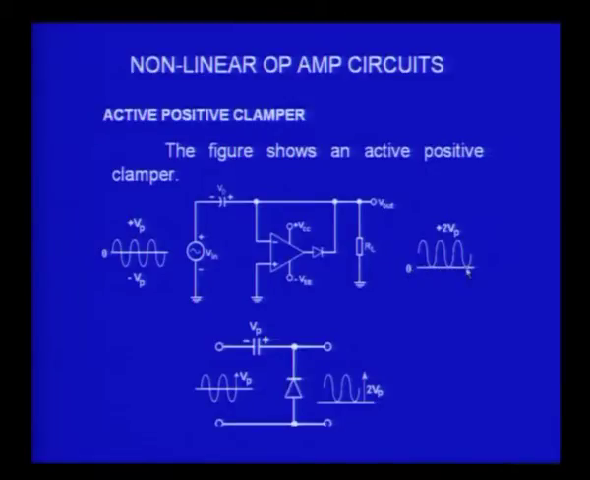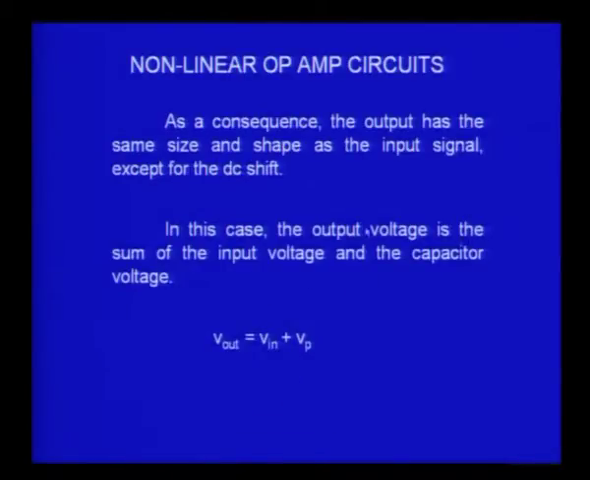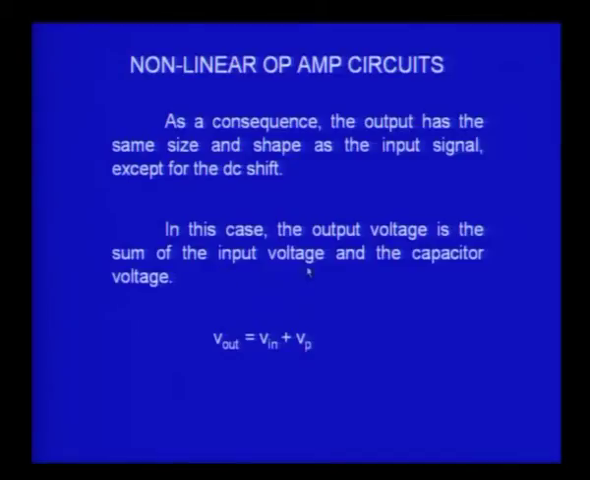So, 0 will be clamped at this point, and the entire excursion will be towards the top. So, the sine signal, the output has the same size and shape as the input signal, there is no difference except for the DC shift, only there is an additional DC shift which is provided due to the capacitor charging to the full value of the peak voltage. So, in this case, the output voltage is a sum of the input voltage and the capacitor voltage, as I already mentioned to you. V output is equal to V in plus V peak, and V in is a sinusoidal voltage with a peak voltage Vp.